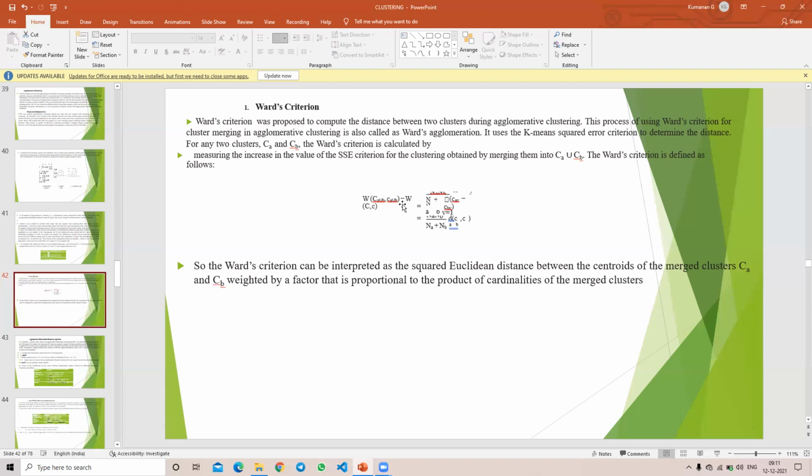This is the equation of Ward's criterion. So Ward's criterion can be interpreted as the squared Euclidean distance between the centroids of the merged clusters CA and CB, weighted by a factor that is proportional to the product of the cardinalities of the merged clusters. It is the formula and equation of Ward's criterion.